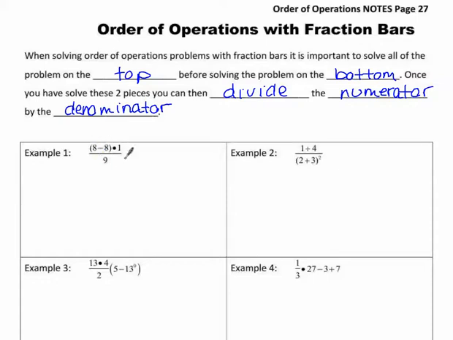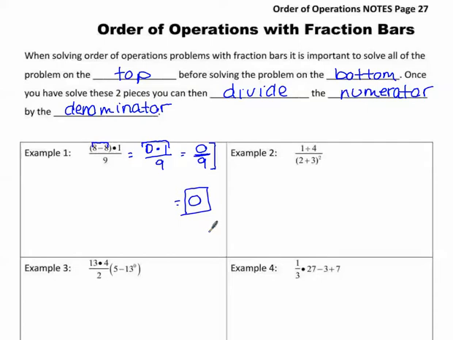You can work the problem side to side, which is what we're going to do first. So we're going to do the grouping first. 8 minus 8 is 0. Times 1, and then it's over 9. Now I'm going to finish the top of that problem, so I'm going to do 0 times 1, which is going to be 0, still over 9, and then 0 divided by 9, because the fraction bar just means division, is equal to 0. So that's your answer to problem number 1.